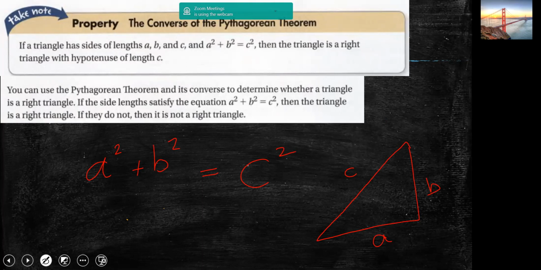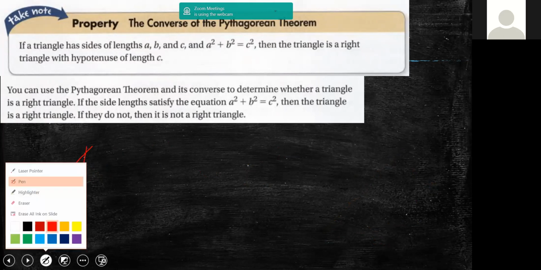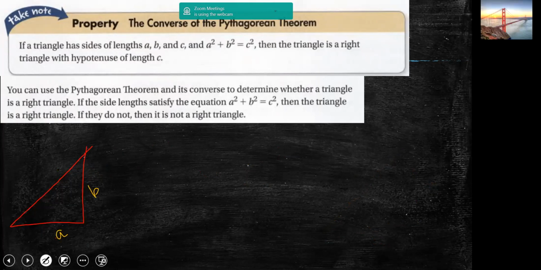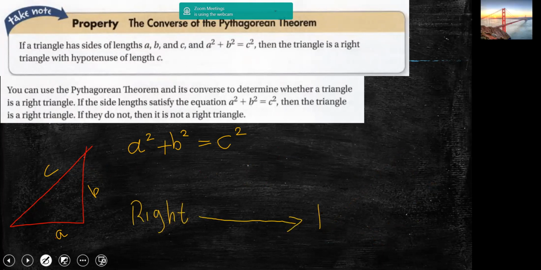Yesterday, I told you that if you have a right triangle with A, B, and C, I will say that A squared plus B squared equals C squared. This is yesterday. So if I have a right triangle, I can use the Pythagorean theorem.